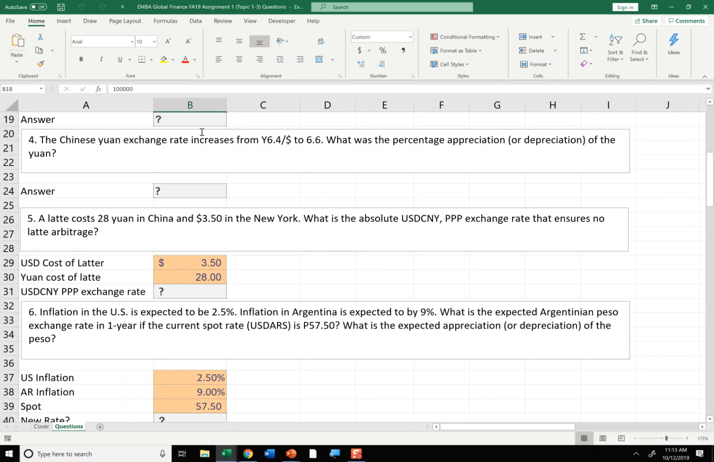Here is an exchange rate. The yuan went from 6.4 to 6.6. What is the appreciation of the yuan? So you have to understand new minus old, all that kind of stuff.